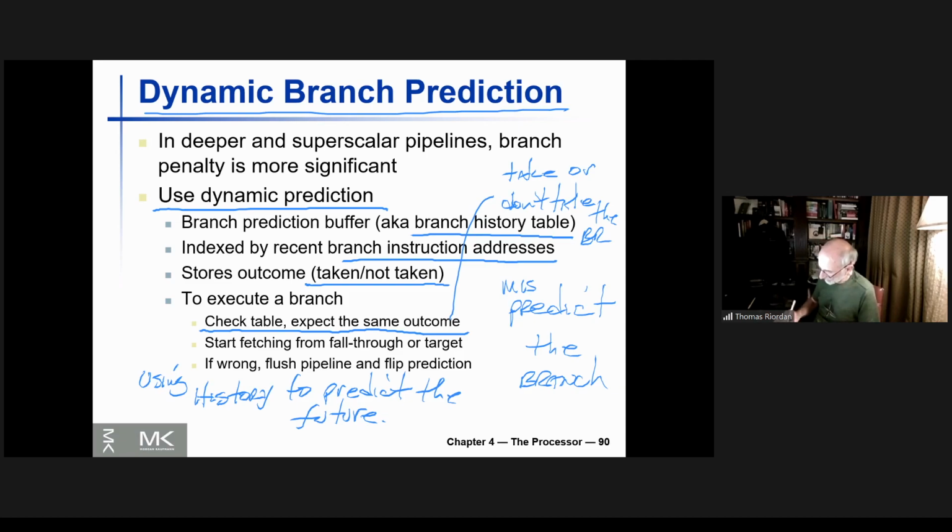And so the rest of the steps, right, is okay, you start fetching from either the fall through or the target, again, depending on whether it says take the branch or don't take the branch in our history table. What did we do last? What did we do last time?